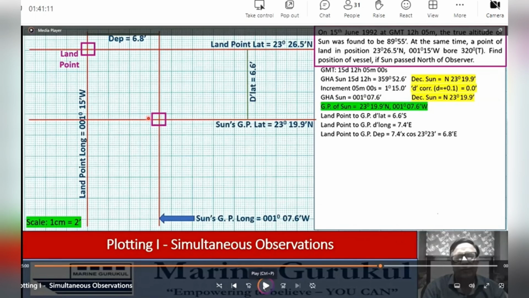So any doubts up to here, beta? Sir, I don't understand, sir. Can you repeat again this after this D-lat? Okay. Tell me, beta, what is not clear in your mind? Sir, we have plotted first the land position, then we have plotted the GP position, right? Yes, that's right.